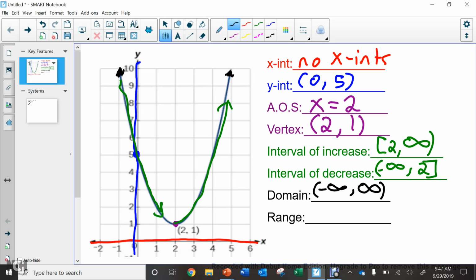Now the range is always your lowest point to your highest point. It's always my y values for range. So my lowest point that the graph hits is this 1 that's at the vertex. So 1, and because it's pointing up, it goes up to infinity.